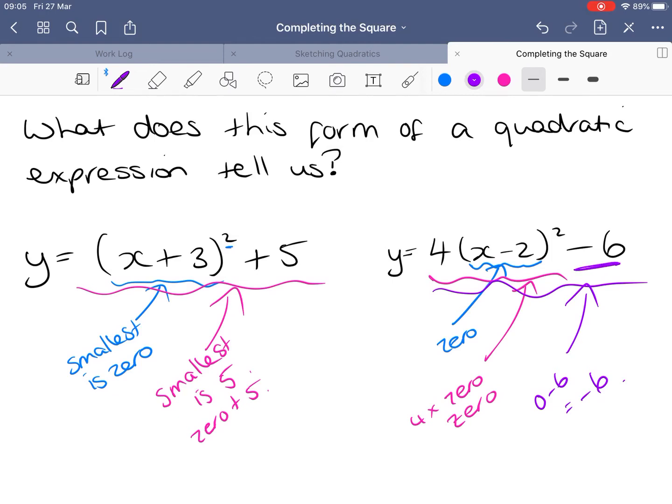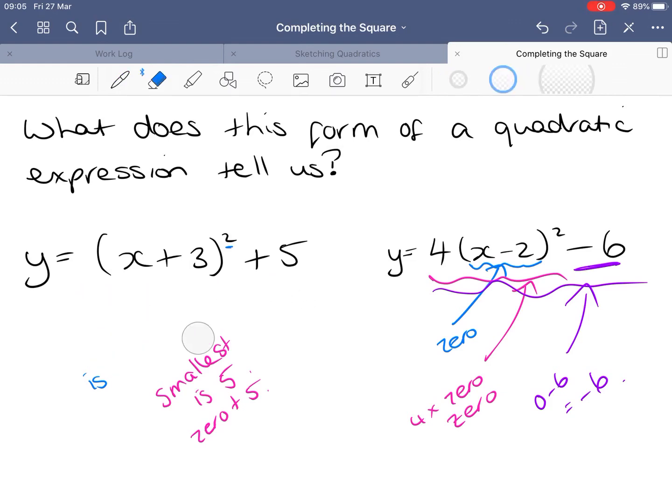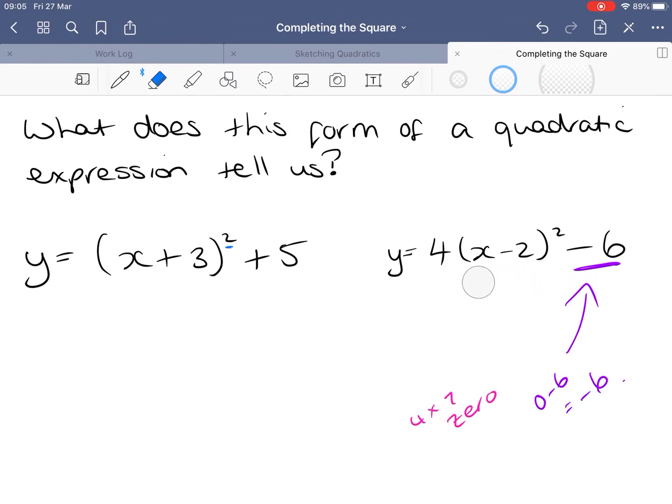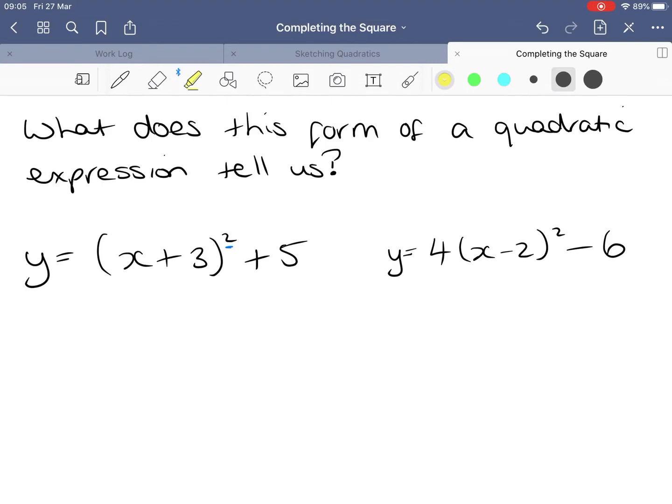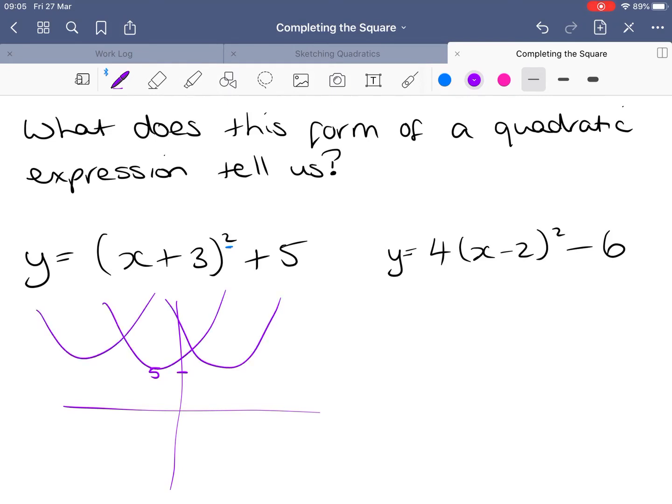So this number on the end tells us the smallest that the y value could ever be, which is a really useful thing because it's basically telling us where's the lowest point on our quadratic graph. So if I were to draw a quick quadratic graph, I would know that this one would never go below 5. So it's going to look up here or up here or up here. It's got to look like this. Okay? But it'd be nice to know whereabouts it would be.